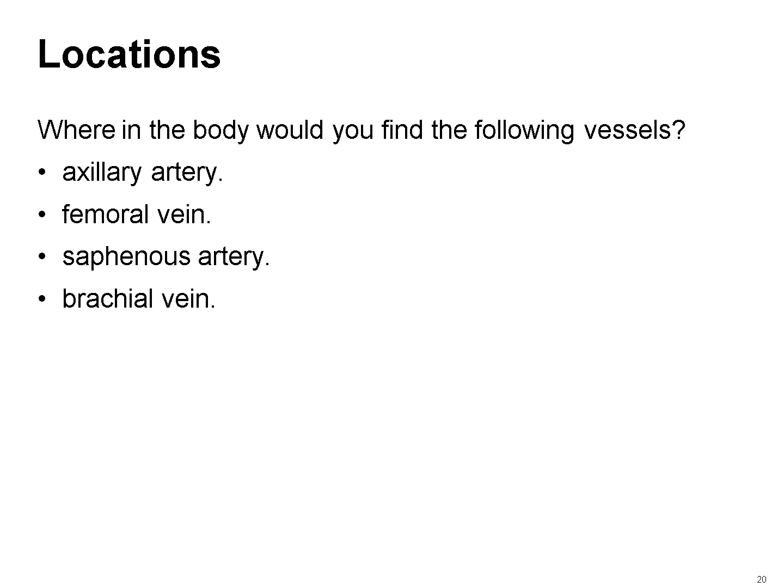Axillary artery, found under the arm, supplies blood to the upper limb. Femoral vein, found in the groin, returns deoxygenated blood from the lower limb to the heart. Saphenous artery, found in the thigh, supplies oxygenated blood to the lower limb. Brachial vein, found in the upper arm, drains deoxygenated blood from the arm. Understanding the terminology not only helps locate these vessels, but also provides clues about their function and connection to the circulatory system. Let's practice with more examples to reinforce this concept.